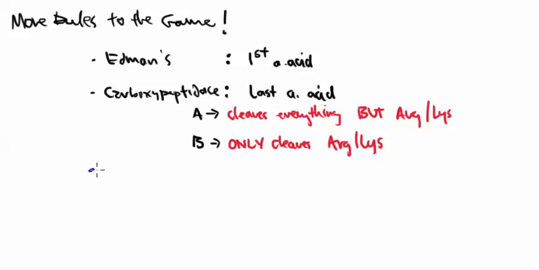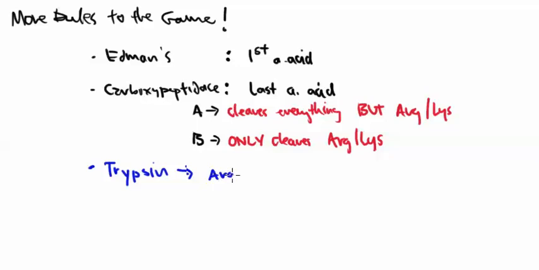So the first one that we're going to talk about is this thing called trypsin. Trypsin is another one of these proteins that do a specific job, and the role of trypsin is that it cleaves arginine and lysine. So you're probably thinking, well, we've got carboxypeptidase A that does that. Well, that's true. But carboxypeptidase A looks at the last amino acid of the chain. That's how this is different.